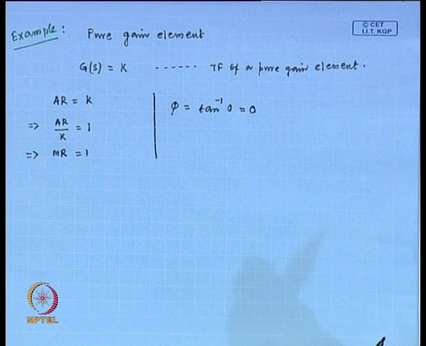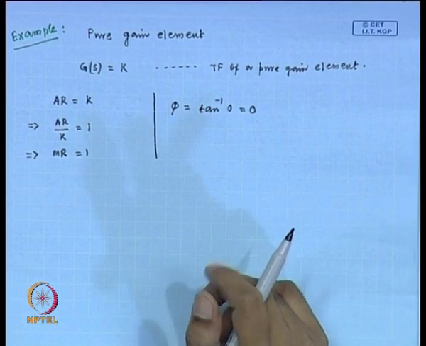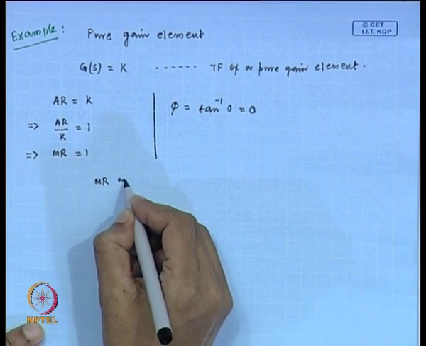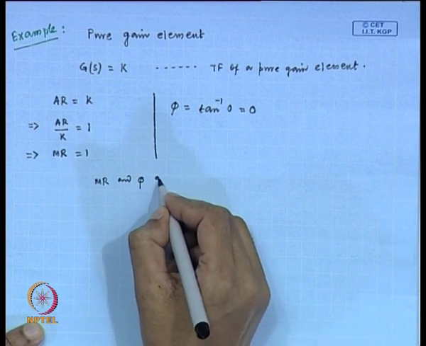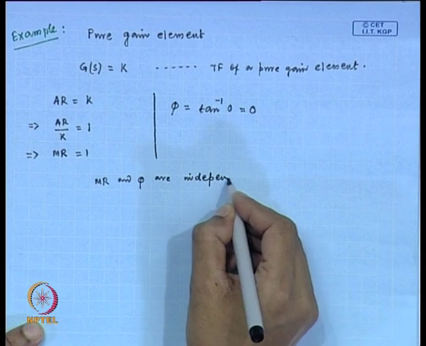Now, Bode plot considers the variation of amplitude ratio and phi with omega, but here you see both magnitude ratio and phi, they are independent of omega. So, here both magnitude ratio and phi are independent of omega.